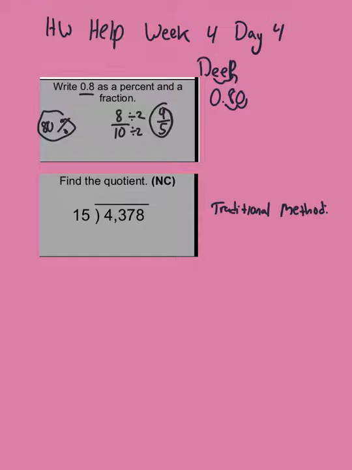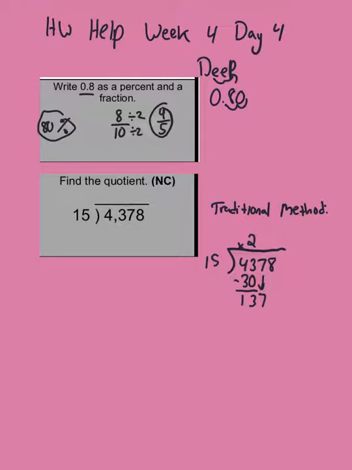So 4,378 divided by 15. Starting with the traditional method. Remember, if you don't do it this way, don't watch it. Go to the next page. So, I'm going to put the 15 into 43 twice, which is 30. I'm going to subtract and bring down the 7.